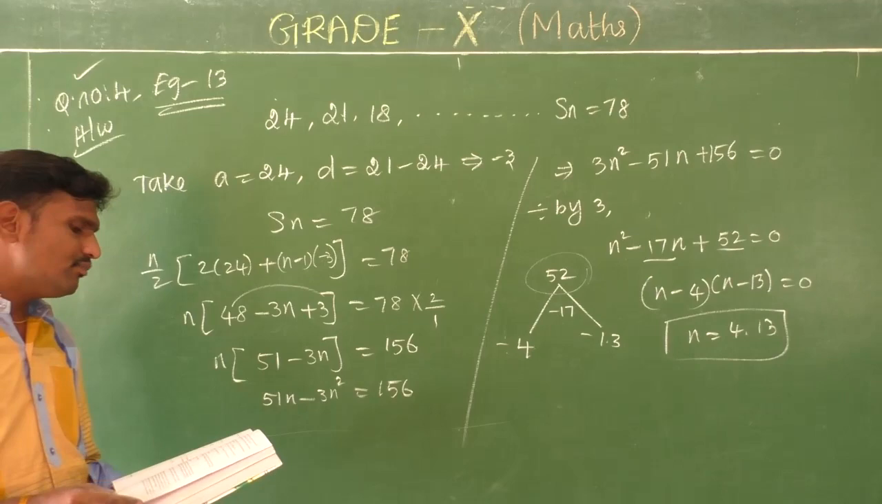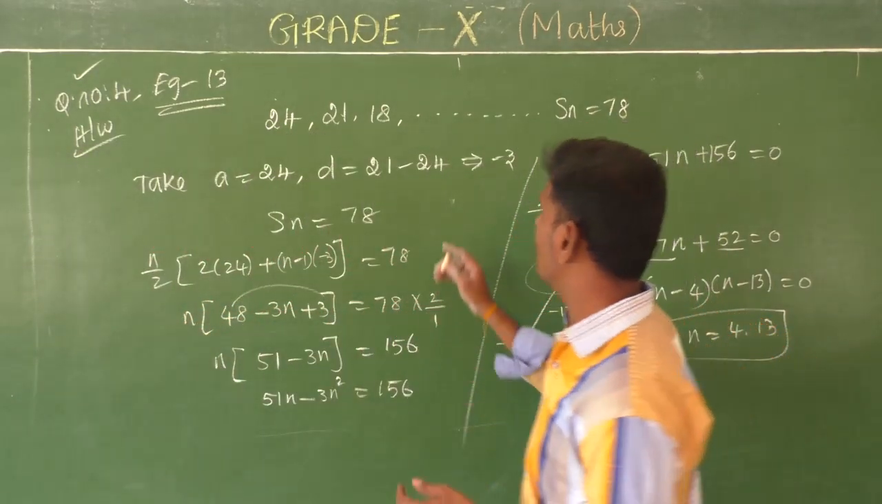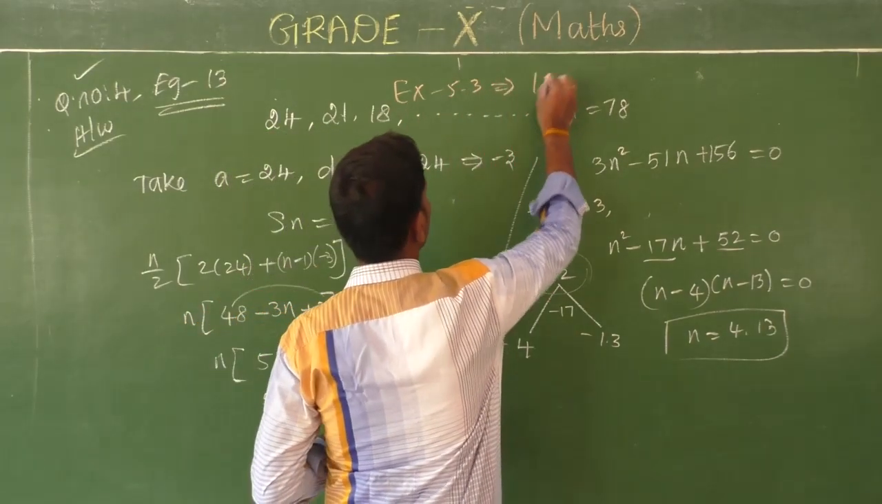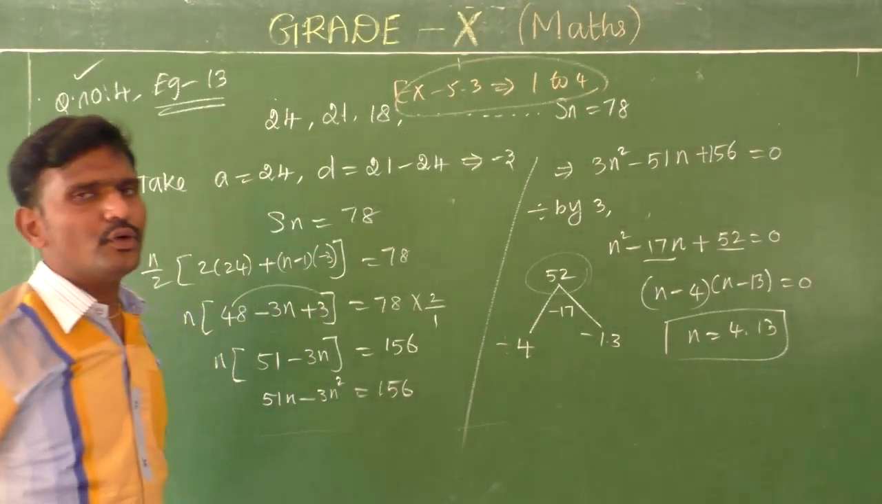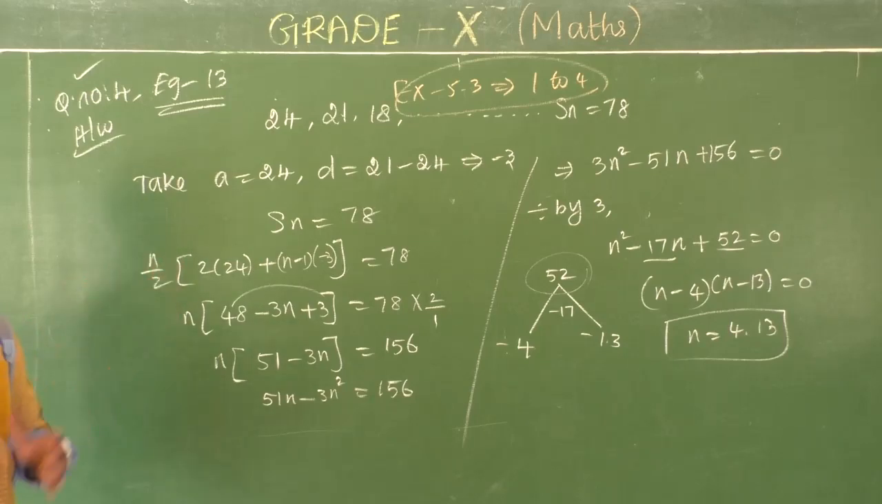Then the exercise sums: the first four Roman numeral questions you should complete. So what is your homework? Exercise 5.3, first 1 to 4 Roman questions. From these 1 to 4 Romans I already completed the sums, so except those, you should complete the rest.